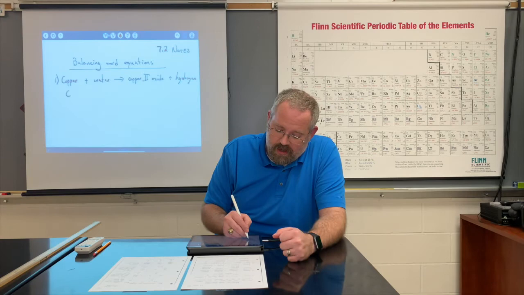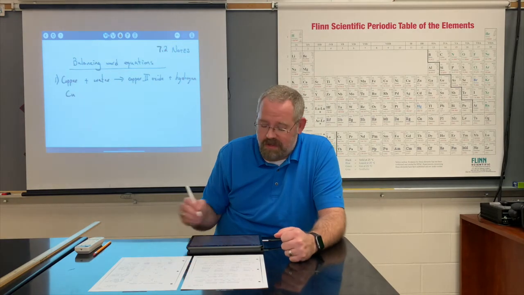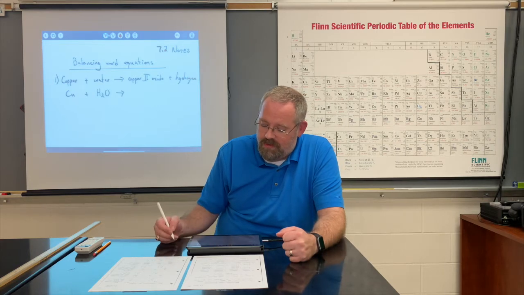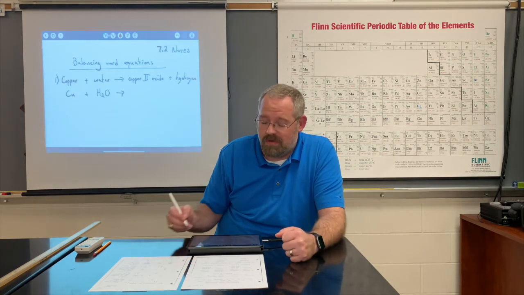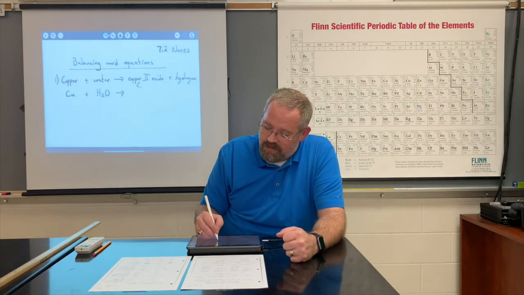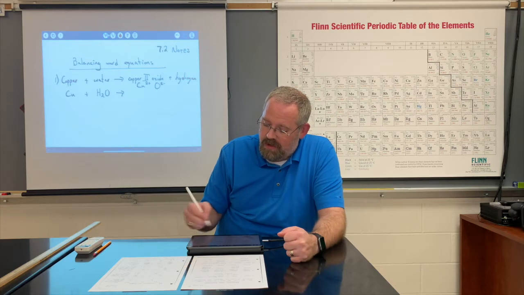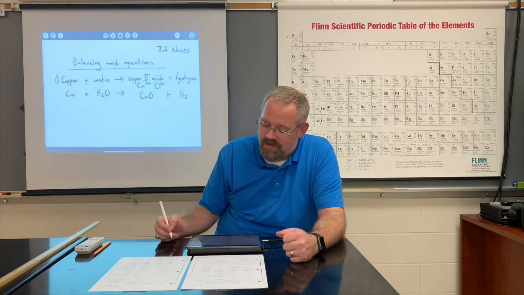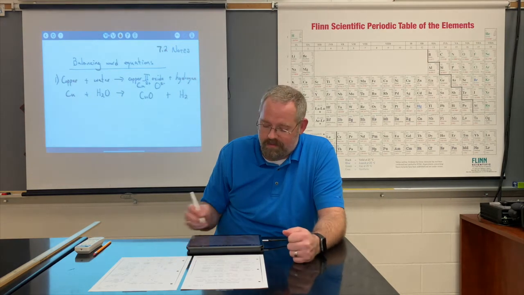Okay, so copper, you just write Cu, it's not diatomic, plus water, H2O, copper 2 oxide. So now you've got to know your nomenclature rules. So copper 2 means plus 2, oxide means minus 2, put them together to get CuO, plus hydrogen. Hydrogen is diatomic, so you need that too. So now we're going to count up our atoms.